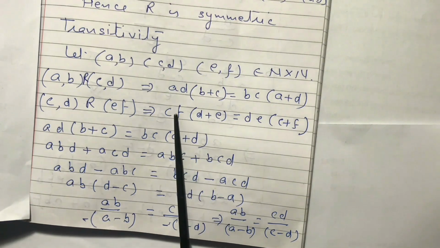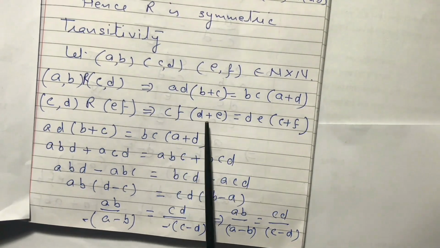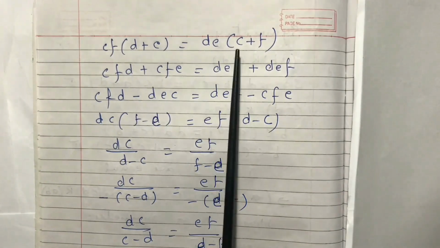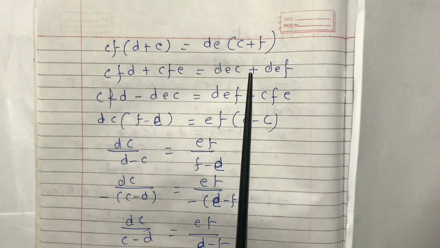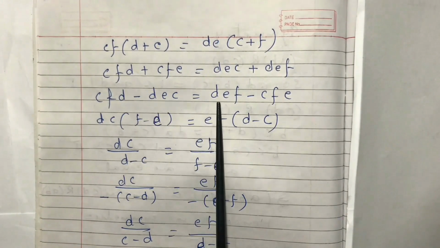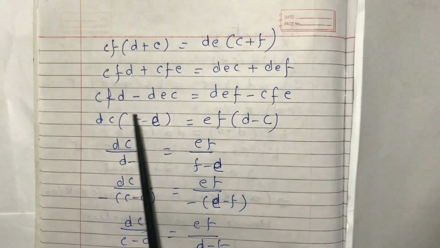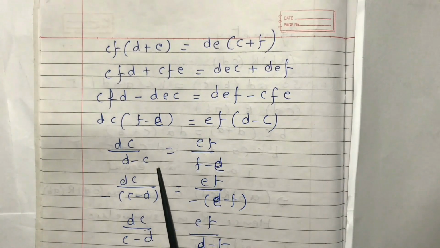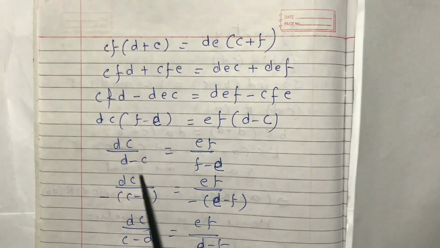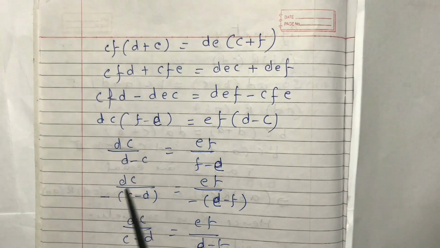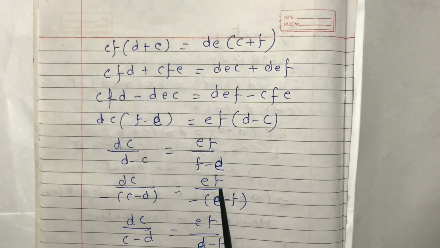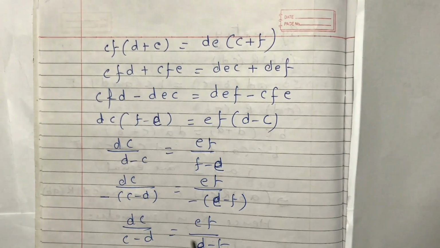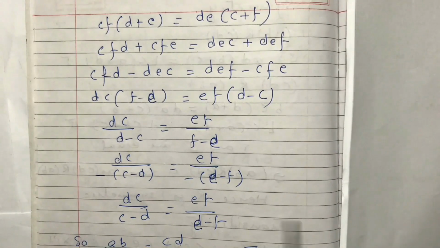On the next page, I am going to take this. cf(d + e) is equal to de(c + f). Now multiply these out: cfd minus dec is equal to def minus cfe. From this take dc common, and from this take ef common. You will have dc upon (d minus c) is equal to ef upon (f minus d). Take minus common, so you will have dc upon minus (c minus d) is equal to ef upon minus (e minus f). You will have dc upon (c minus d) is equal to ef upon (e minus f).